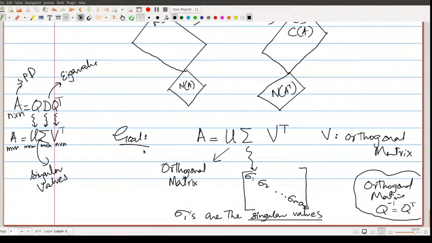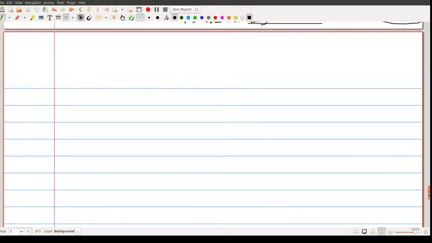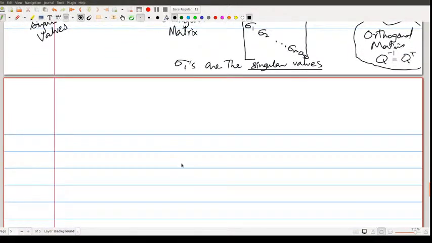Before I start telling you how to compute it, let me tell you what they represent, what these matrices contain, and another way to view them. If I have U sigma V transpose, I can write this as A times V, multiplying both sides by V. I know that V transpose V is the identity, because V transpose is the same as V inverse since it's an orthogonal matrix.